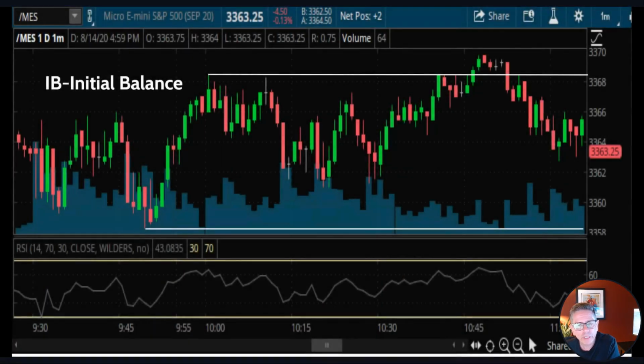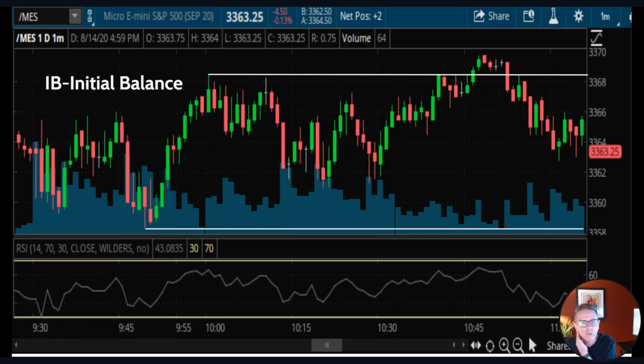Okay, another way to trade these is using IB, initial balance, and it's basically between 9:30 and 10:30 when the market opens, and you select your high and low from those times. And so you can see here that it was 10 o'clock already, and here was the low, right? So you go to 10:30, and that's where your high and low is, right here already.